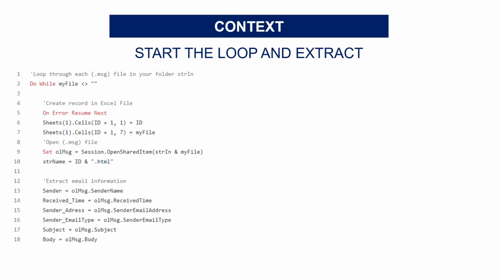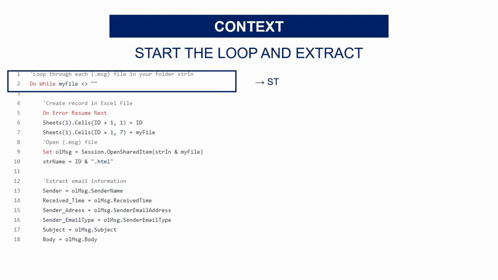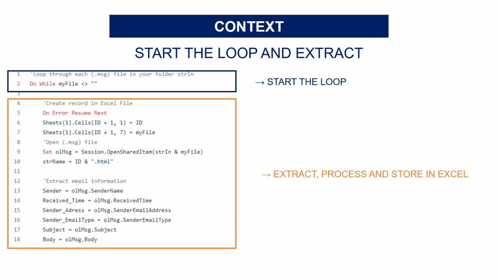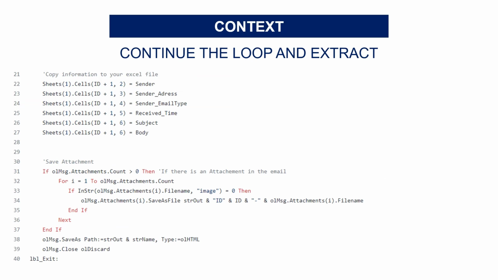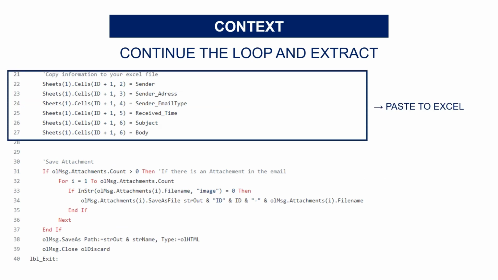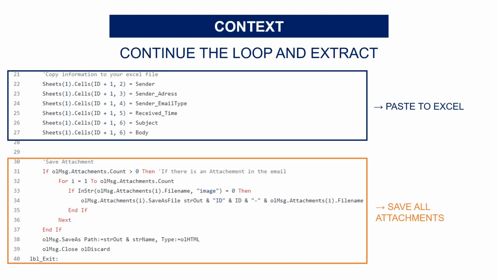You can now start the loop through all the emails to extract the information, download the attachments, and export the email to HTML format. So we are going to use a while loop that will run until all the files have been processed. At each step of the loop, you extract information from the email, process this information, and store it in an Excel file. At this stage, you are storing all the information of your emails in these variables: sender information, sender email, body of the message, subject, and even receiving time. And now you can paste them in your Excel spreadsheet and start to save all attachments in local folders.